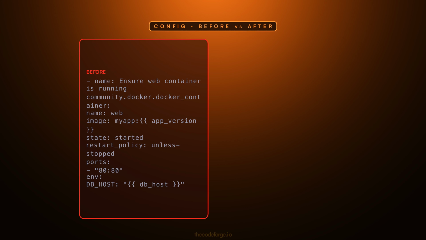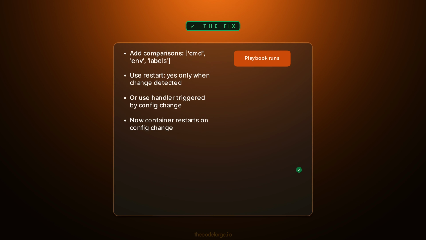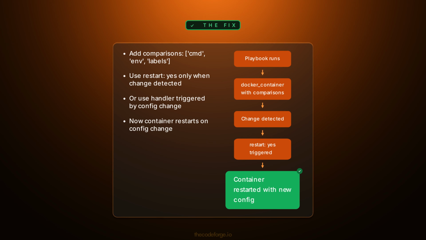The Docker Container module did not detect changes in environment variables or command because the comparisons parameter was omitted, causing the module to report OK, even when vars changed. The fix is to add the comparisons parameter to the Docker Container module. By specifying which attributes to compare, like cmd, env, and labels, the module will detect changes and trigger a restart.